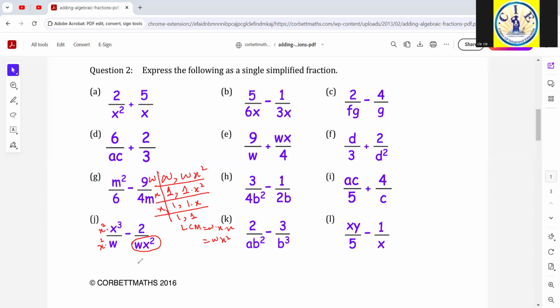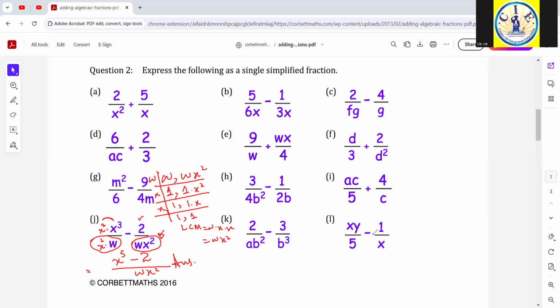So now their denominators are the same. The first one has x squared times w, and the second one has the same x squared times w. Writing their denominator once, wx squared. In the numerator of the first, we have x squared times x cube, which would be x to the power 5, minus 2, the only term written from the second fraction. So x to the power 5 minus 2 divided by wx square. Since no further simplification is possible, this is going to be the final answer.